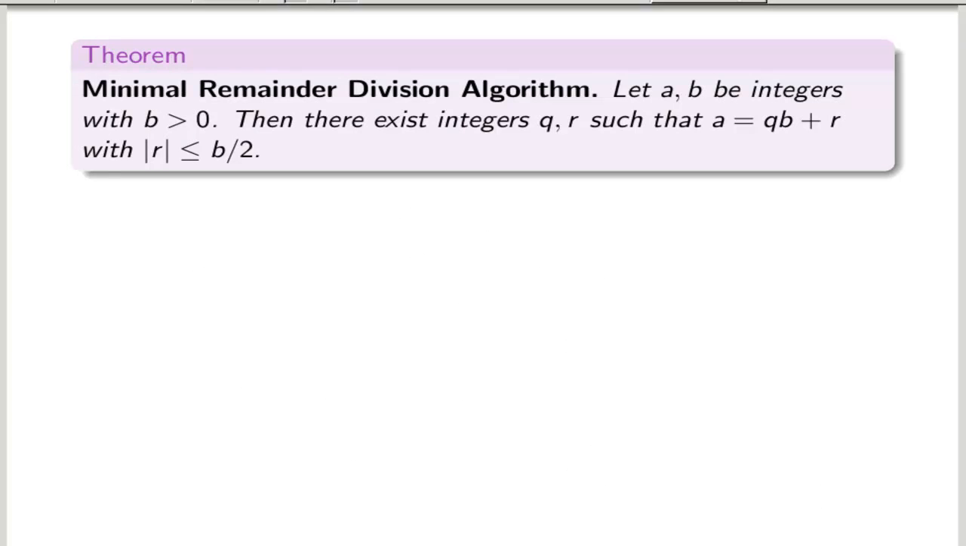Okay, now there's a modified division algorithm. I'll call it the minimal remainder division algorithm, where you allow the remainder to be positive or negative. And by doing that, we can make the absolute value not only less than B, but less than B over 2. So what is the idea here?